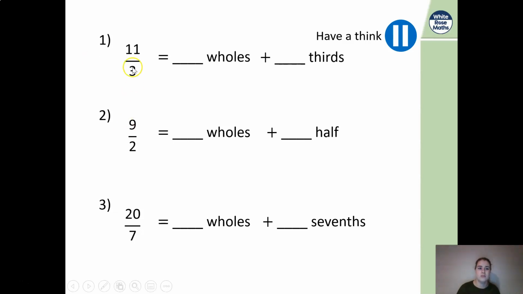So always remember, divide your numerator by your denominator, or think, how many times can I get my denominator into my numerator, and then think what's left, okay? So pause the video and have a go.